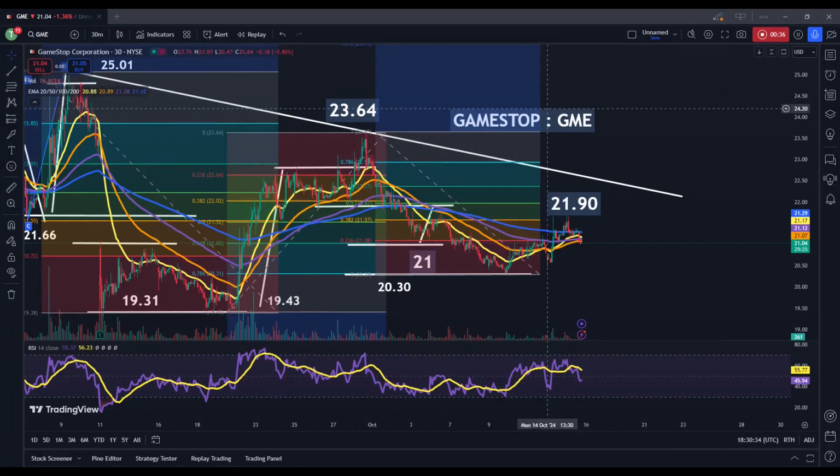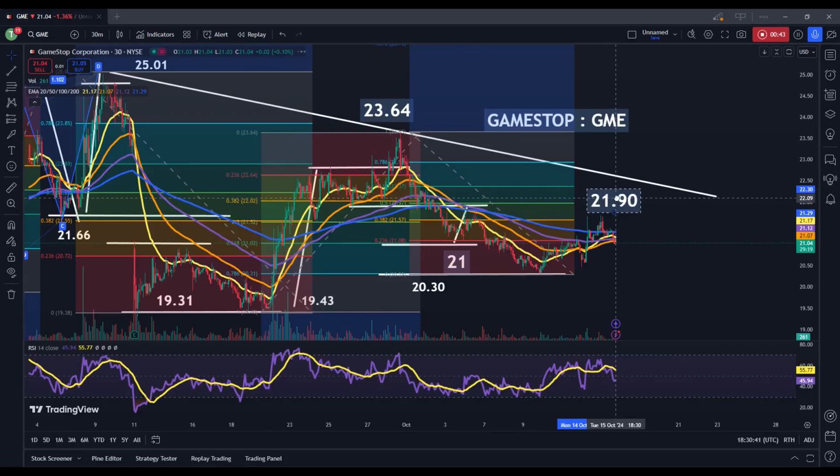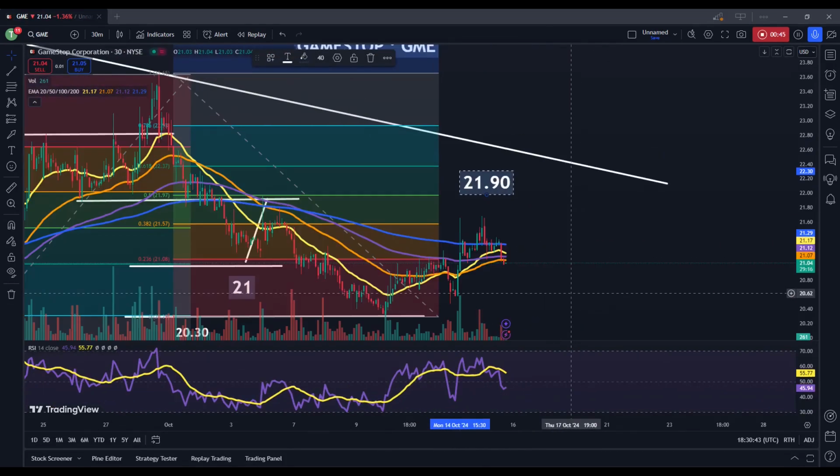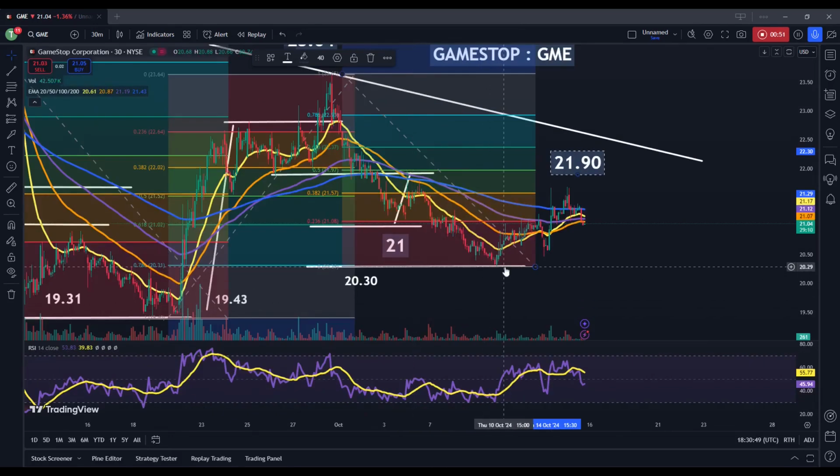So as we can see here, what we have is a 30-minute price chart. Each candle on this time frame represents a 30-minute trading period. And we have started to find a little bit of support here at this $20.30 area that we have been watching.